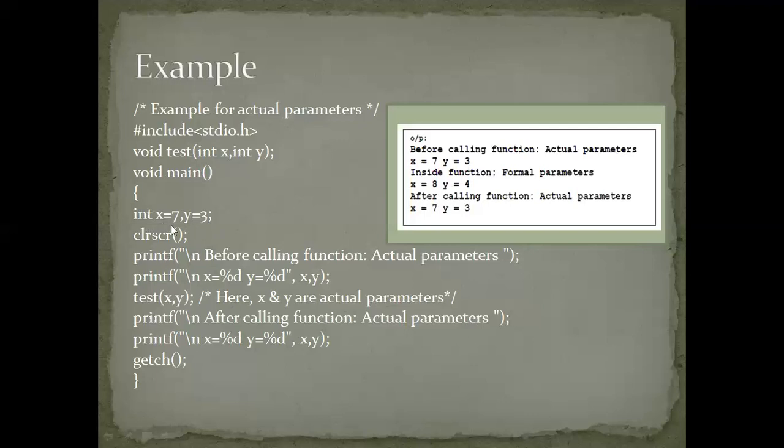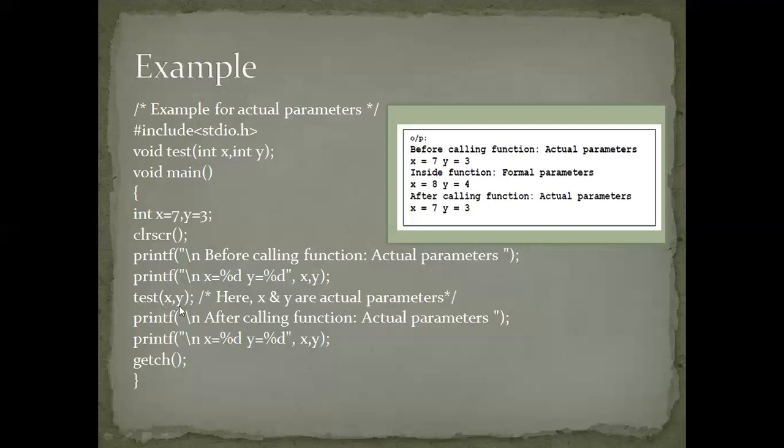Here I have taken two variables, x value is equal to 7 and y value is equal to 3. Okay, so before calling the function, the actual parameter values will be x is equal to 7 and y is equal to 3. Okay, next. Here I'm calling the function. What is the name of the function? The name of the function is test. Okay, test of x comma y.